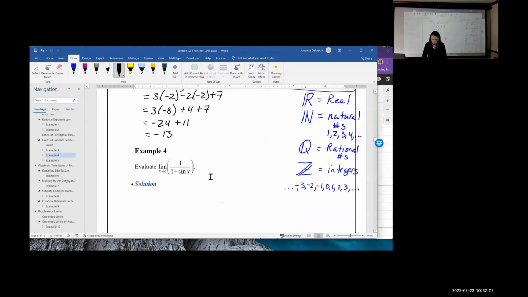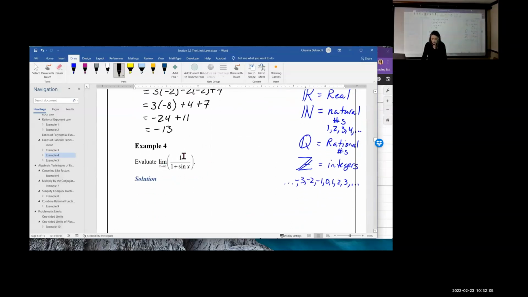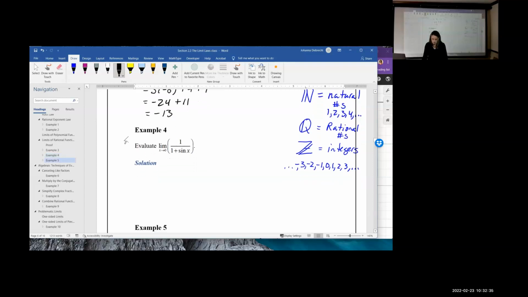Let's look at the next one, which is the limit as x approaches 0 of 1 divided by 1 plus sine of x. This is not a polynomial, but we're going to treat it the same and we're going to plug in. If we get a real value, we're done. If we get division by 0, we'll have to do something else. And that's what we're going to be looking at tomorrow. Tomorrow, we're going to be looking at what happens if you get division by 0. And it depends on whether you get 0 over 0 or just 0. And we'll probably see some of those today as well.